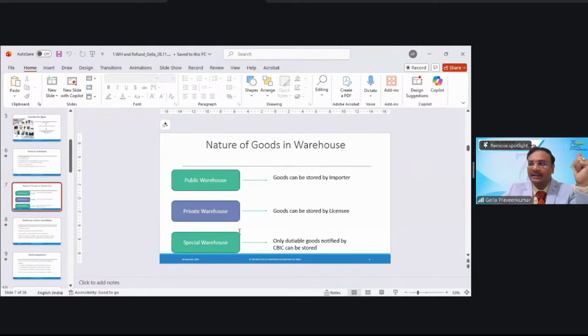We have discussed this aspect called public warehouse, private warehouse, special warehouse. In a private warehouse, only goods belonging to the licensee can be stored. In a public warehouse, in general, any person can store their goods.